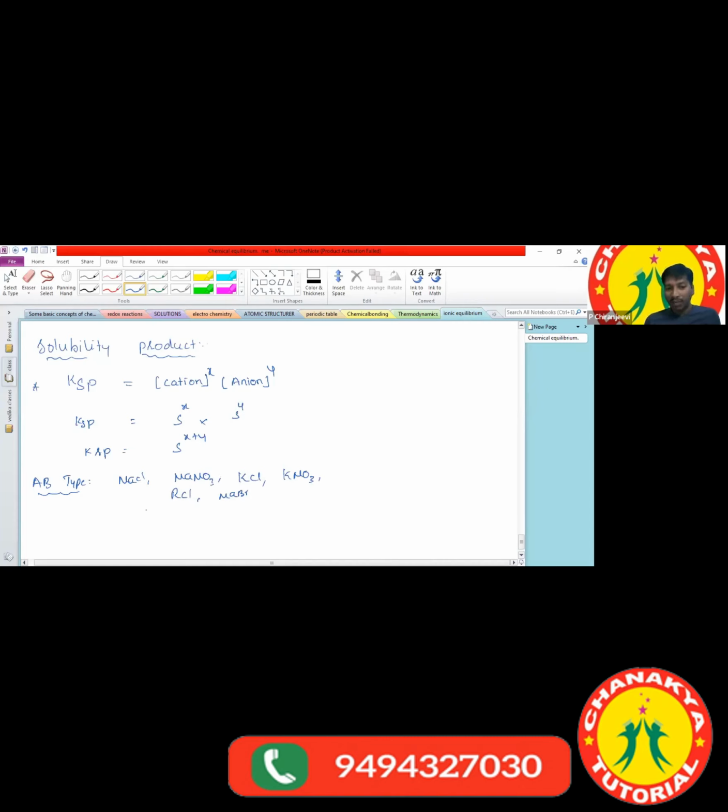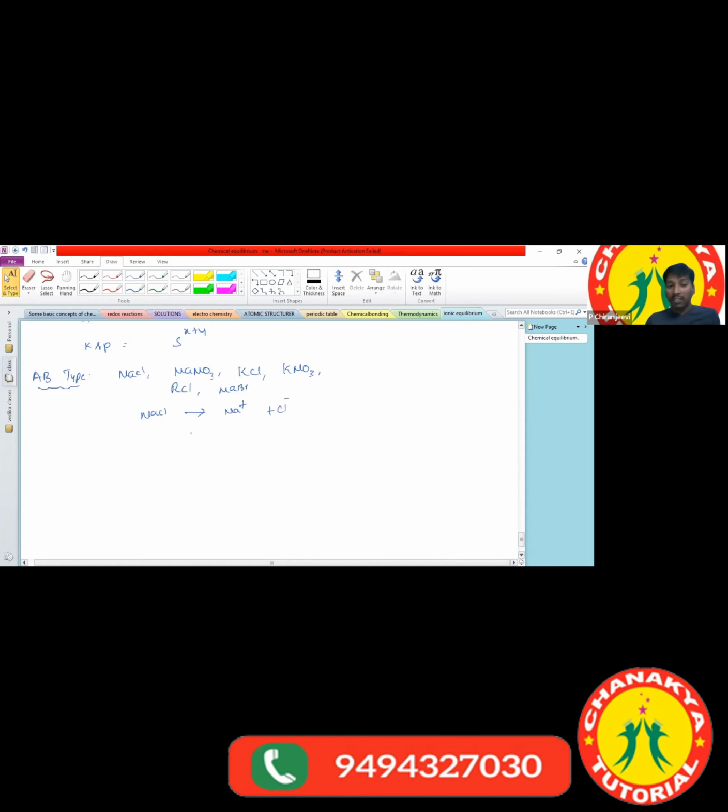Why do we call them AB type salts? For example, NaCl undergoes ionization and forms a Na plus ion and a Cl minus ion. For this, the solubility product KSP is the product of the molar concentration of the cation and the molar concentration of the anion. The solubility of the cation is S and the solubility of the anion is S. So KSP is equal to S into S, which is S square.